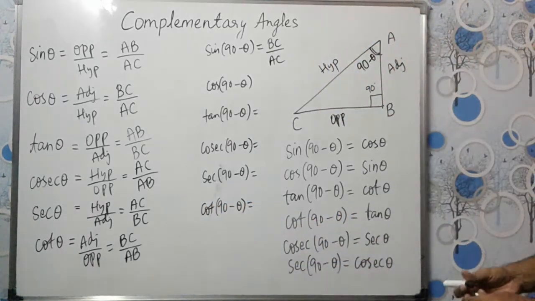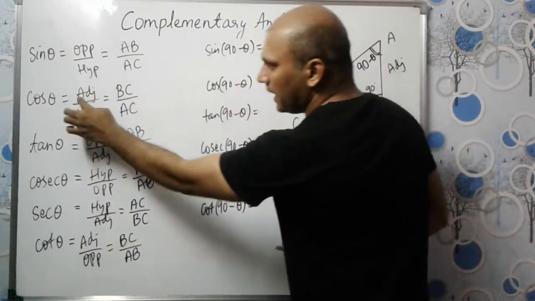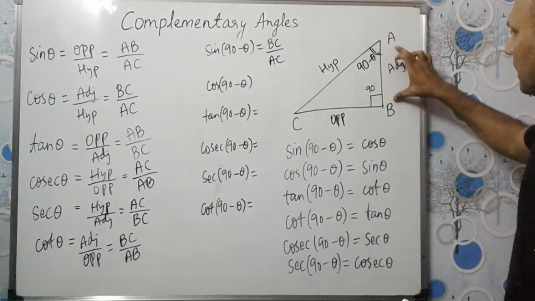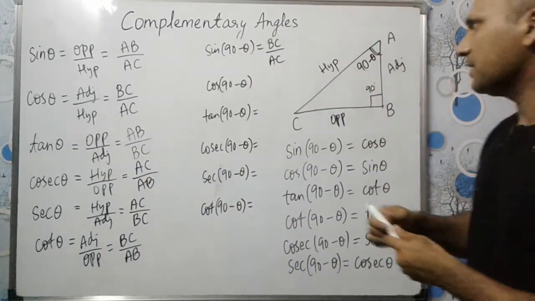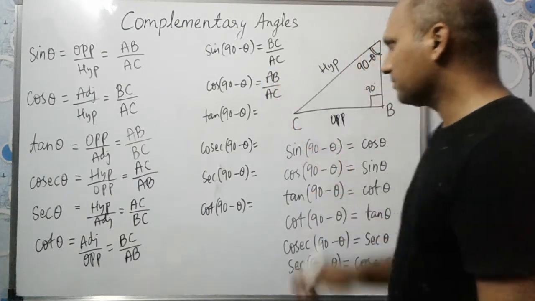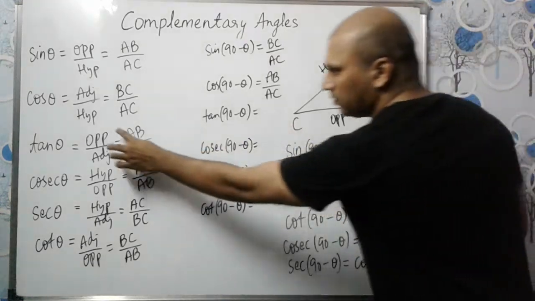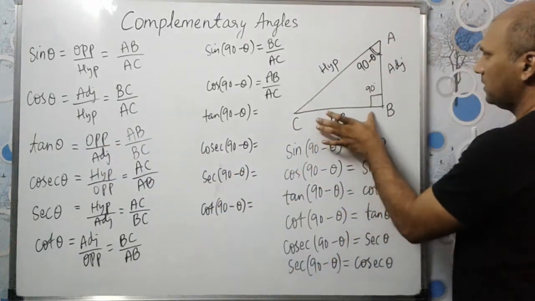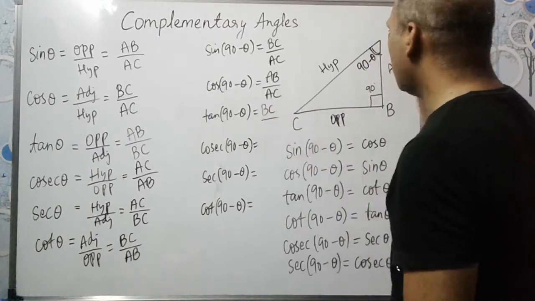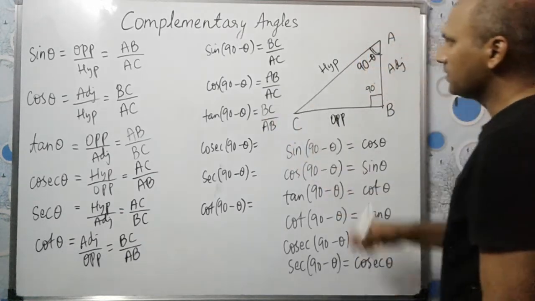Okay, now cos formula, I am not writing it again here. Adjacent by hypotenuse. What is adjacent? AB, hypotenuse is AC. So AB divided by AC. Tan formula, tan is opposite by adjacent. So this is BC divided by adjacent. Adjacent is what? AB.